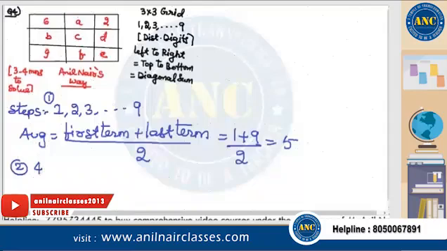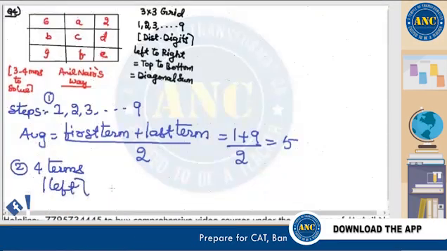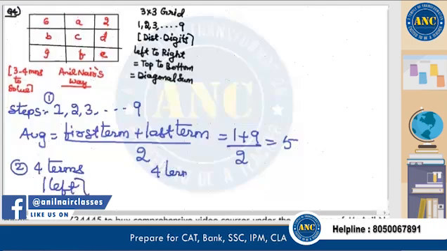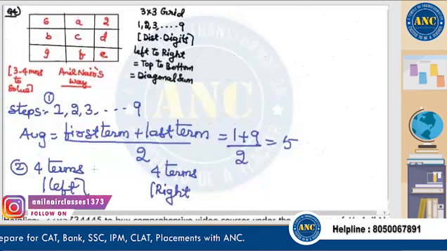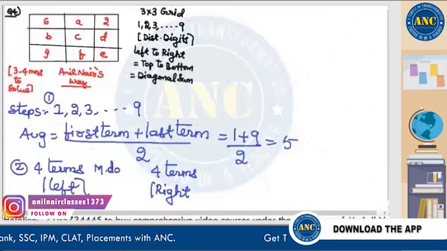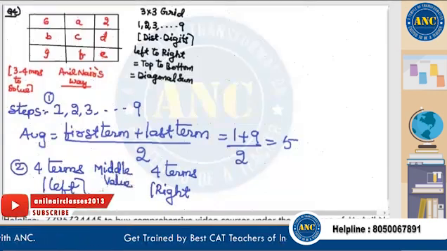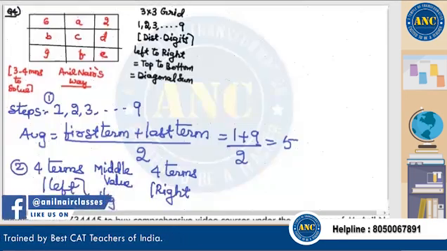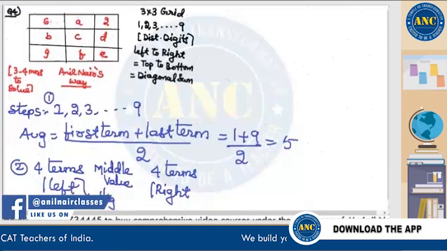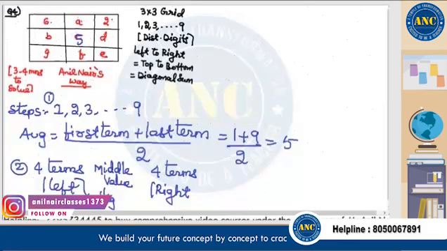Second step, there will be 4 terms to the left and 4 terms to the right. Middle value is the average. We all know that. We have solved so many problems. Average in an AP is nothing but the middle value. So middle value: 1, 2, 3, 4, 5. Middle value is 5. Over.